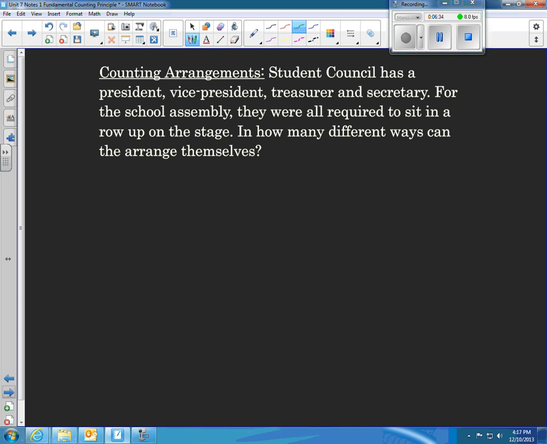So if we have a president, vice president, treasurer, and secretary, we have 4 people to choose from. So for that first chair, there are 4 people to choose from. But when you get to your second chair, you no longer have one of them because they're sitting in the first one. So now we only have 3 choices to choose from. Then for your third chair, you only have 2 choices. And for our last chair, we only have 1 choice. Again, just like our fundamental counting principle, we're going to multiply all of those. So 4 times 3 gives me 12, times 2 gives me 24, times 1, there are 24 different ways that we can sit 4 people in a chair.